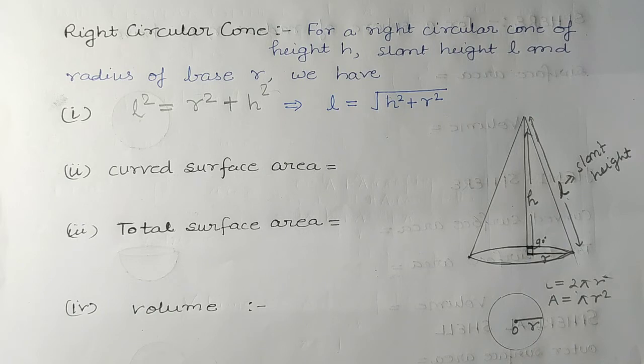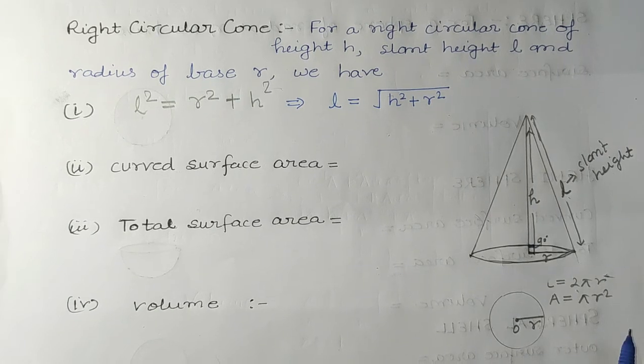If someone asks you how this cone has been made, you can say that on fixing one perpendicular side of a right triangle and revolving the other side, the hypotenuse, you will get a cone.